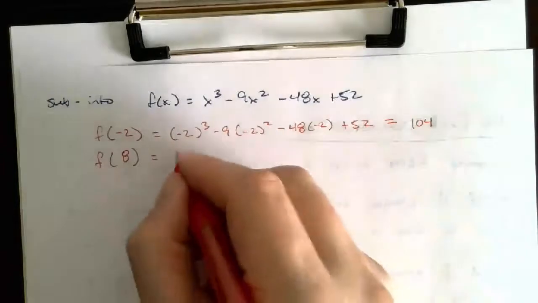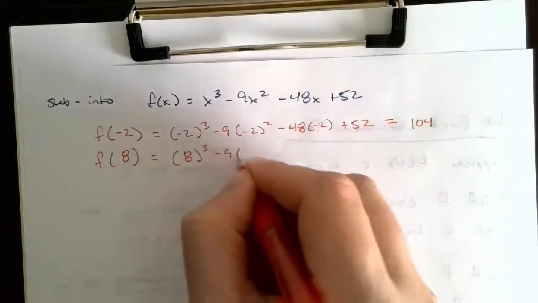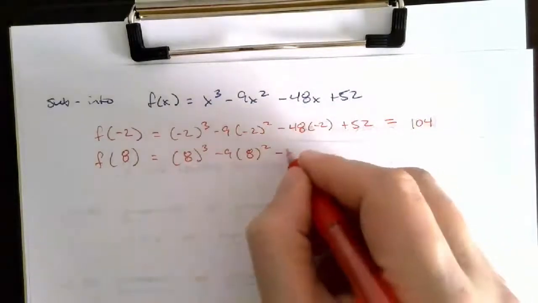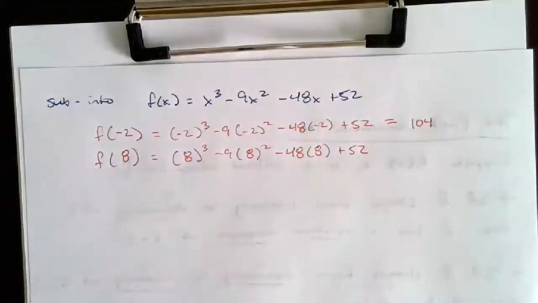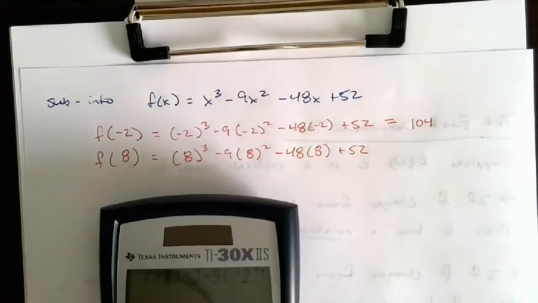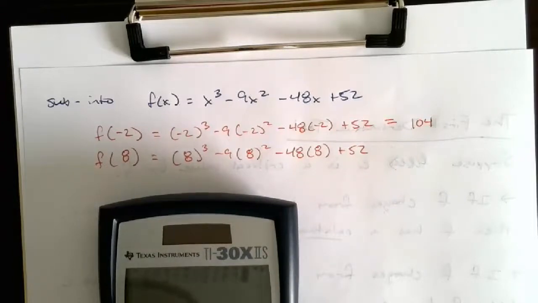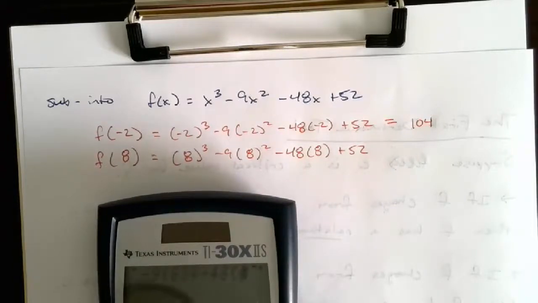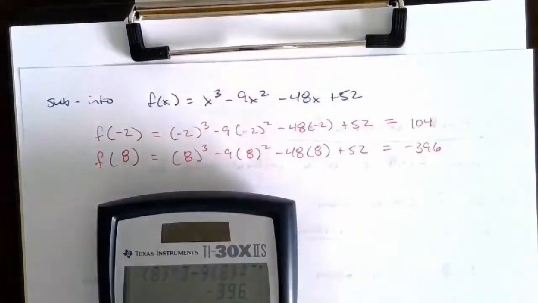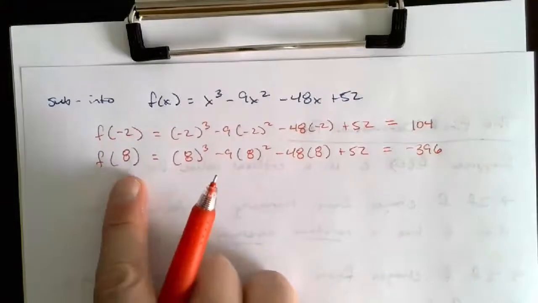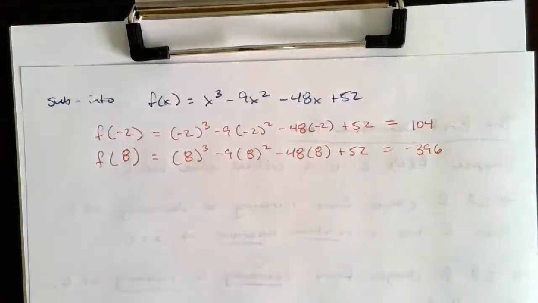Similarly, you can sub in f of 8 to determine the y value there. F of 8 would be 8 cubed minus 9 times 8 squared minus 48 times 8 plus 52. If you know how to reinsert the previous line, you can just hit up and change all those -2 values into 8s. We get -396. You could also just type the whole thing out again. So the point x comma y, 8, -396 is on my graph.